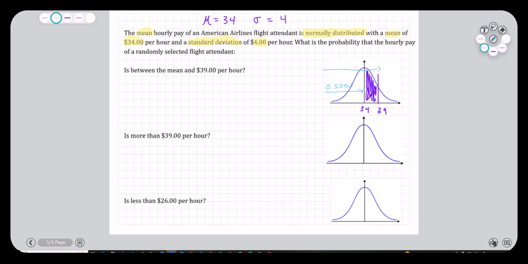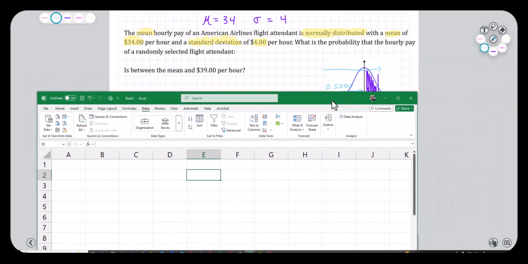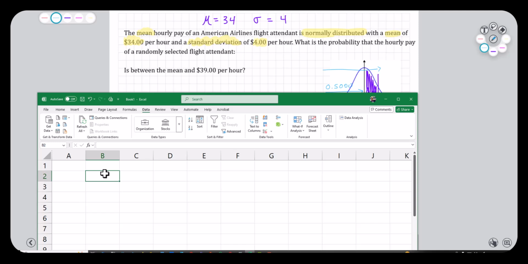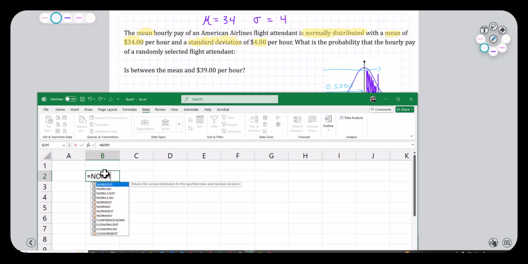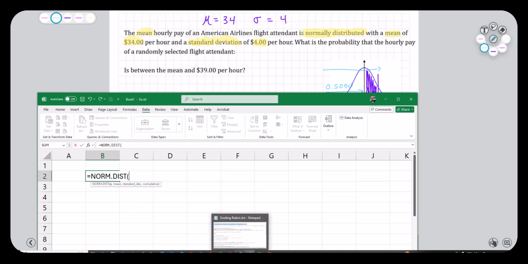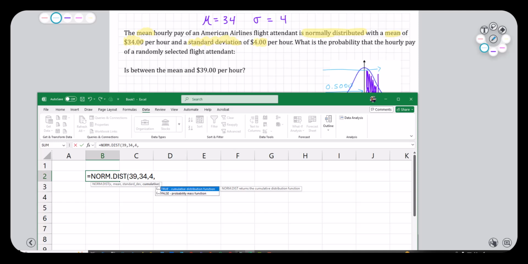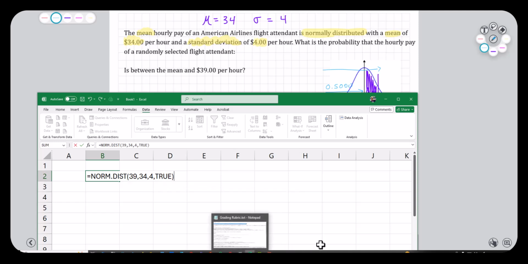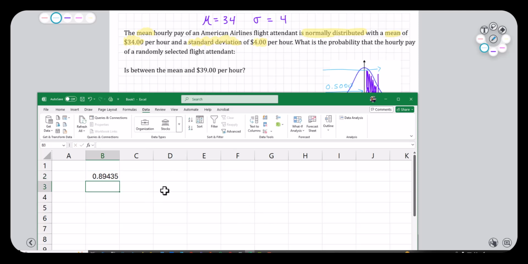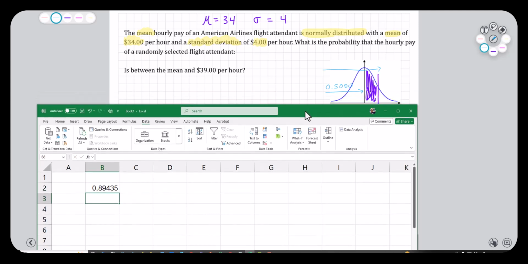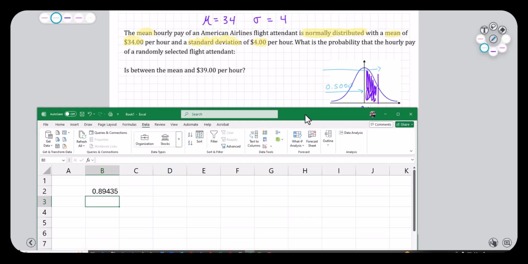To find this area up until 39, there is a nice formula in Excel that we can do: equals NORM.DIST. Notice it asks me for my X, which is 39. It asks me for my mean, which is 34. It asks me for my standard deviation, which is 4. And we want it to add up all that area. So this number right here, 0.8943, that's this area.